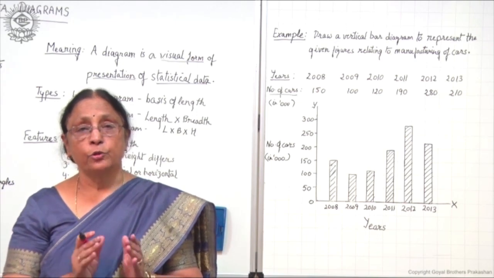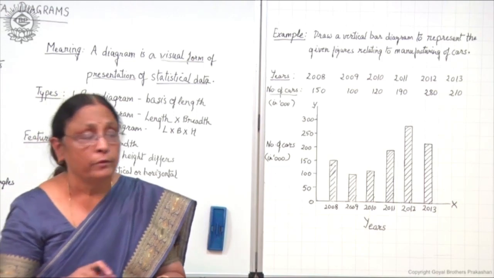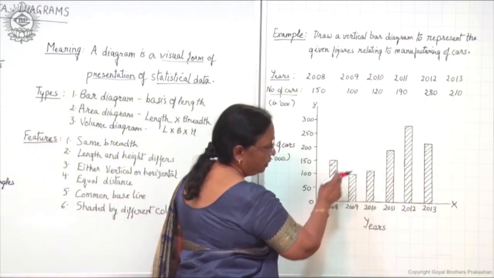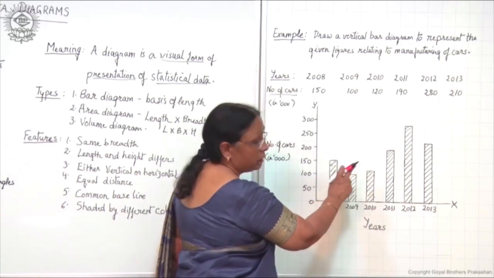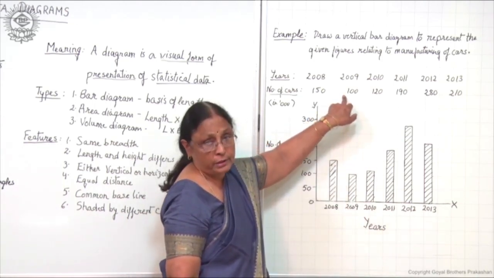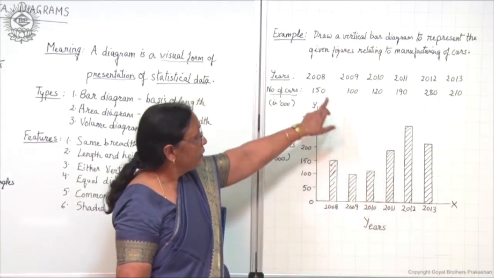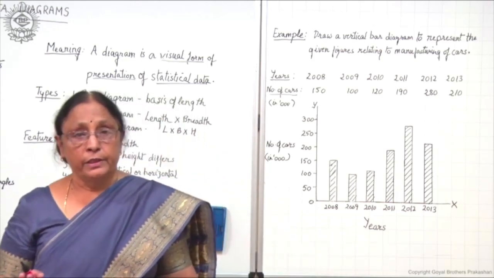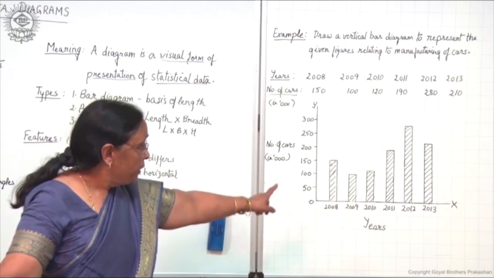All the bars should have equal width. That means width-wise they are equally broad, as you can see here. But the length of the bar, how is it governed? It is governed on the basis of these figures. So, width will be the same whatever you take, but length will be on the basis of this given data. This is clear.